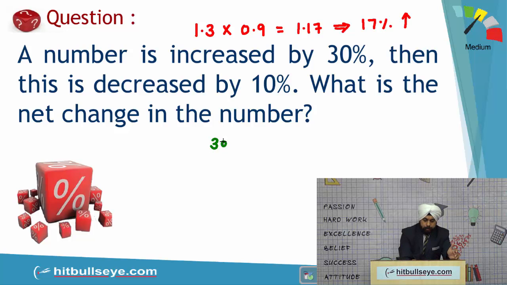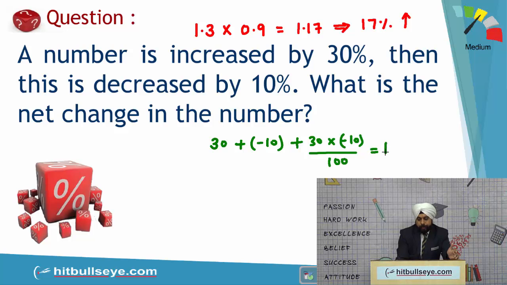इसी प्रकार से अगर आप चाहें तो आप उस फॉर्मूले का प्रयोग भी कर सकते हैं. So it is 30 plus minus 10 plus 30 into minus 10 by 100. If you solve this, the net result is 17, which means there is 17% increase. Let's go to the next question.